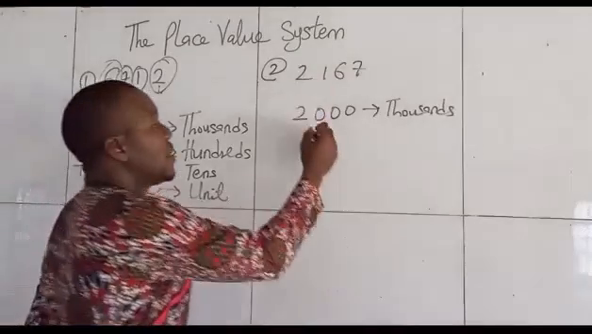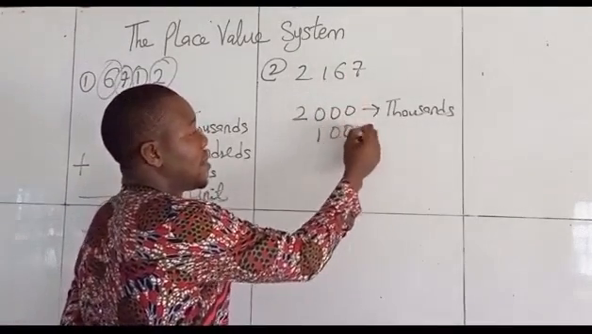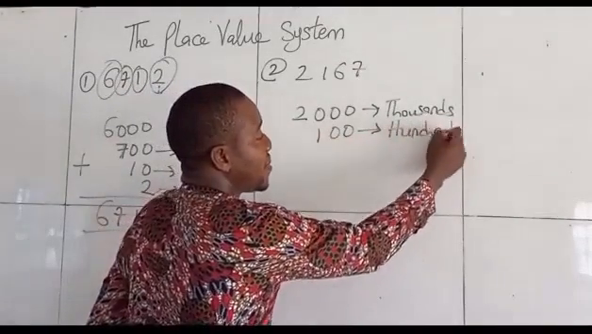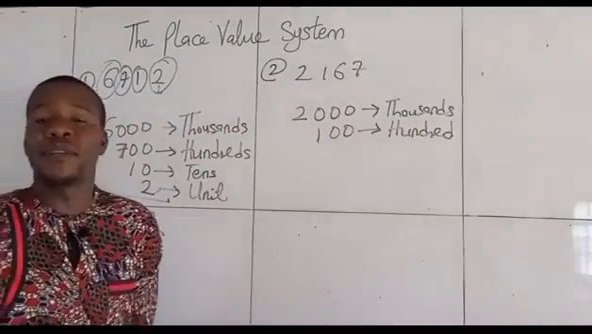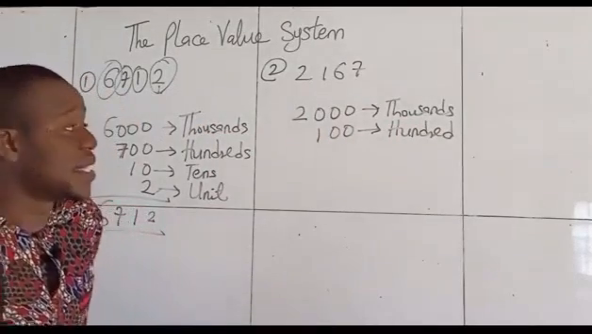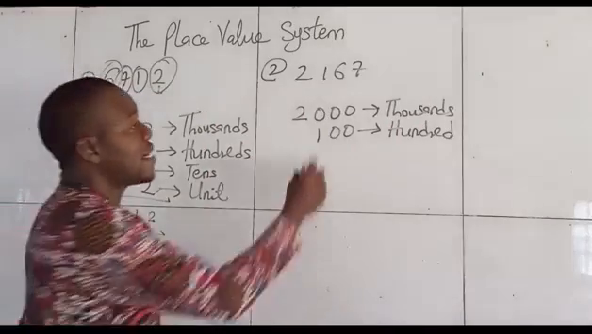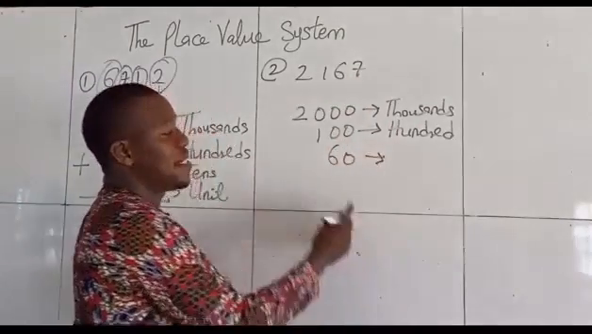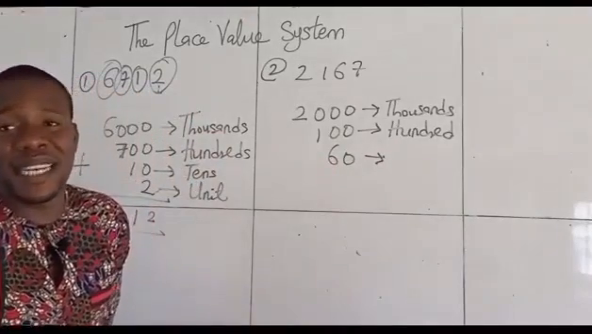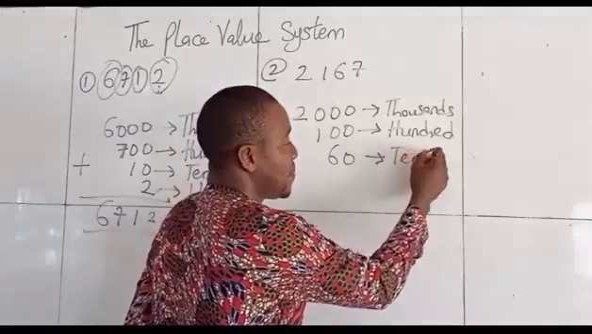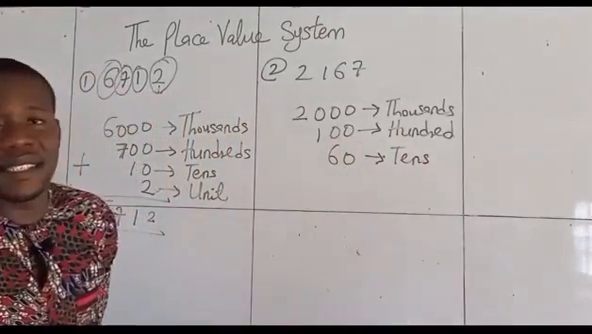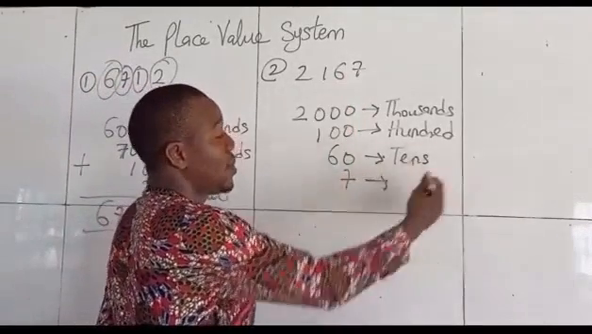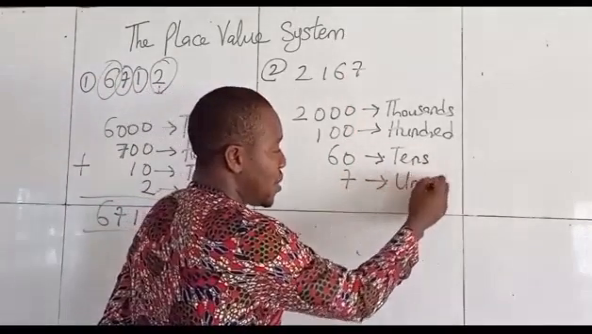The next number is 1, but after 1, there are 2 digits, and they become 0, 0. This one is in hundreds. So this one is not representing 1, but representing 100. The next one is 6. But after 6, there is only 1 digit, which becomes 0. 6 and 0. That means this 6 is not representing 6, but tens. It means 6 times 10, 60, 6 tens. Then the last number is 7, which has no other number attached, it is the last one, the unit.